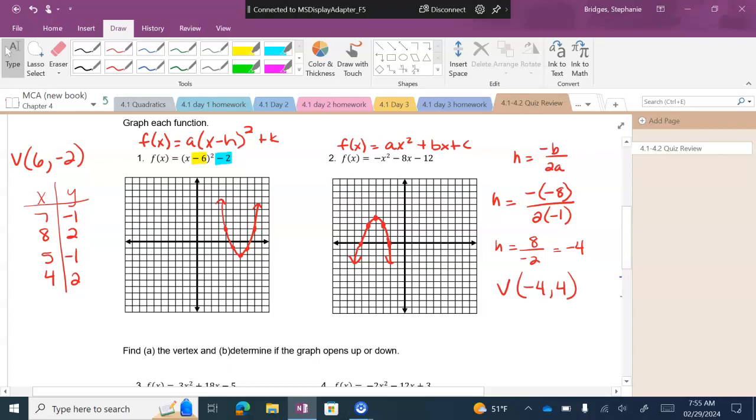Yeah, that's just the format, and then you just plug it in here. Okay, we're finding the vertex and determining whether the graph opens up or down. You're using the opposite of b over 2a. Again, I will give that to you for the quiz tomorrow. And you determine whether it opens up or down by what value? A. If A is positive, it opens up. If A is negative, it opens down.